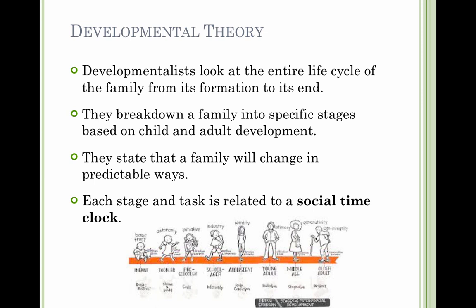That when families get together, they date, they get married, they work, they have babies, and these babies, as they get older, require the family to do and behave in different ways. They say this is predictable. In fact, each stage and task is related to a social time clock. And so the social time clock is the social expectation, culture to culture, of when certain life events occur: dating, working, marriage, and babies.